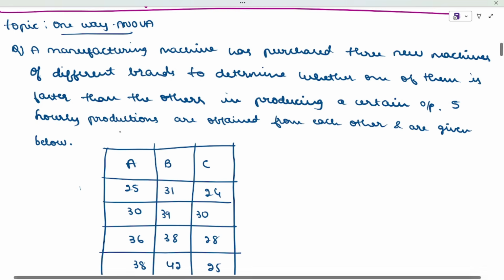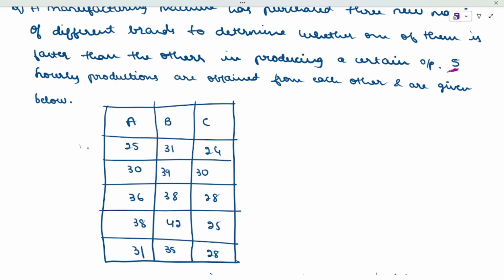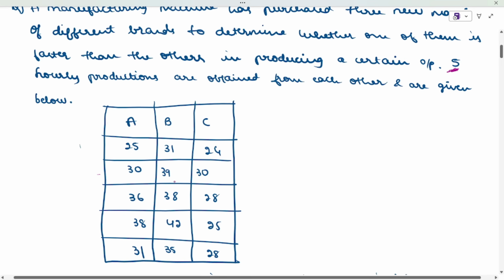A manufacturing company has purchased 3 new machines of different brands to determine whether one of them is faster than the others in producing a certain output. What you have to remember is 5. Five hourly productions are obtained from each machine, as given below. They have given machines A, B, C, that is 3 machines, and 5 hourly productions, 1, 2, 3, 4 and 5. They have given some values.